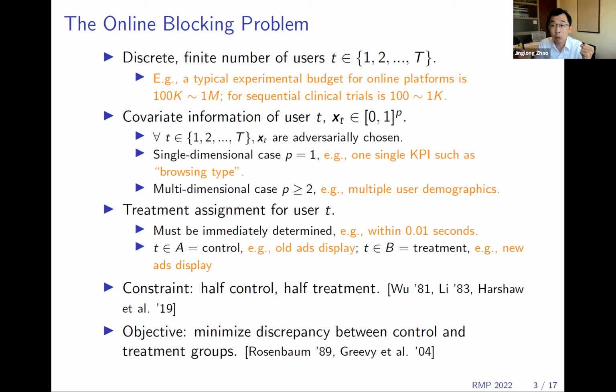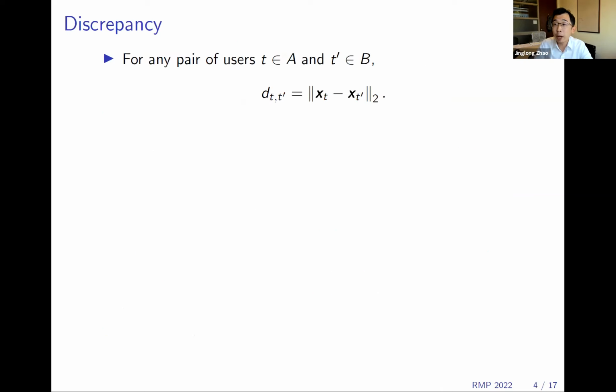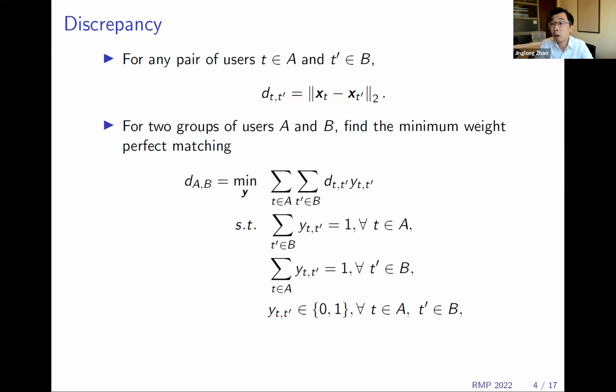How do we define a discrepancy? For each pair of users, T and T prime, we define this pairwise discrepancy simply as the L2 norm on the covariate space, this Euclidean distance between these two users' covariate information. And for two groups of users, we define the minimum weight perfect matching as the total discrepancy between these two groups of users.